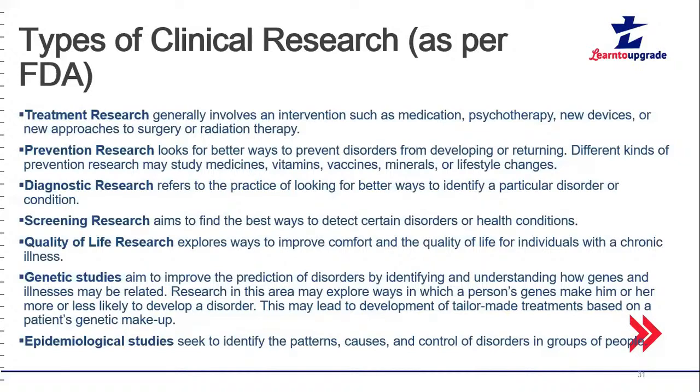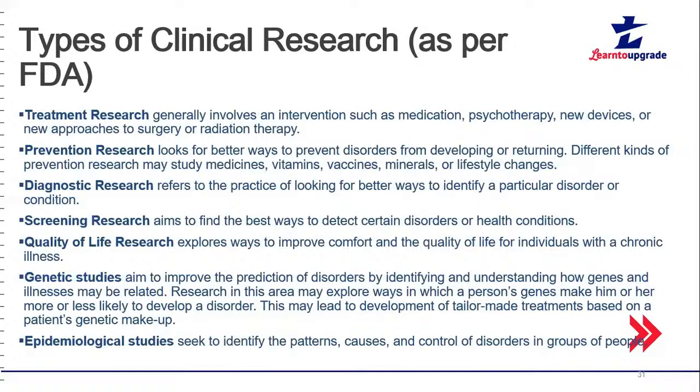There are other types of research available, like prevention research. Here we look for better ways to prevent disorders, prevention, not treatment. Here we are usually looking at the many medications we use for preventing something, not treatment. Vaccines come over here because it's a preventive measure. So vaccine research comes under the prevention type of research. Vaccines, vitamins, minerals, lifestyle changes, a lot of different research related to the prevention of certain diseases is called prevention research.